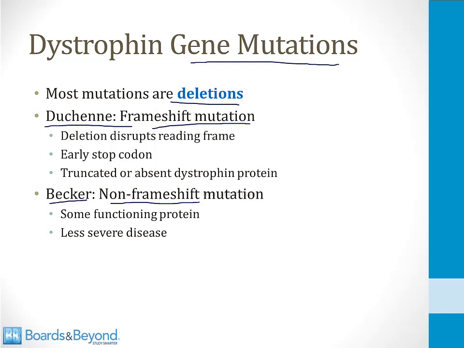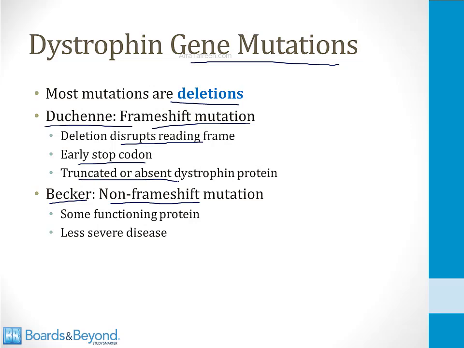I discuss frame shift mutations in detail in the video on DNA mutations, but by way of brief review, in Duchenne muscular dystrophy, the frame shift mutation results in a disruption of the reading frame. This leads to encountering an early stop codon, and thus children born with Duchenne muscular dystrophy have a truncated or absent dystrophin protein in their bodies.